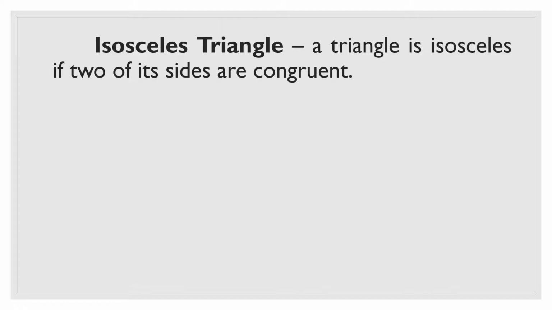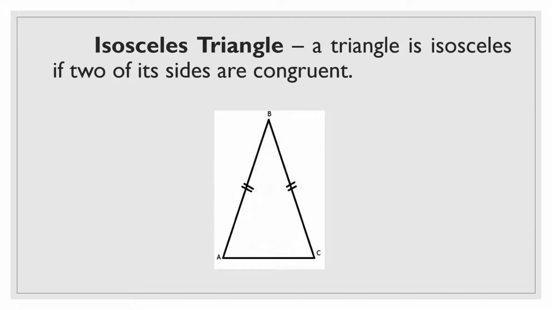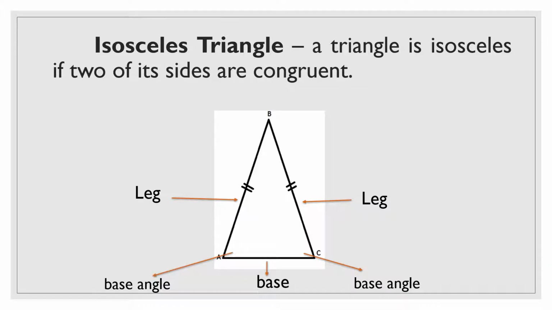Let us have isosceles triangle. A triangle is isosceles if two of its sides are congruent. So let us see the figure. The congruent sides are called the legs. And the third side is the base. The angles opposite the congruent sides are called the base angles. And the angle included by the legs is what we call the vertex angle.